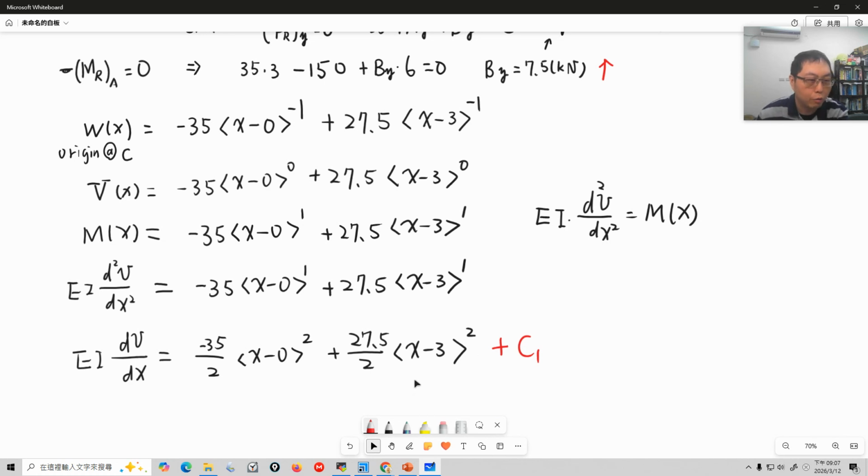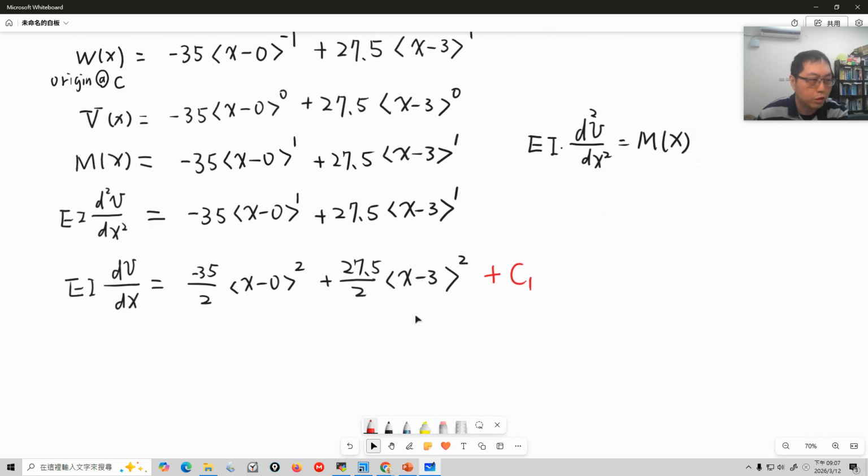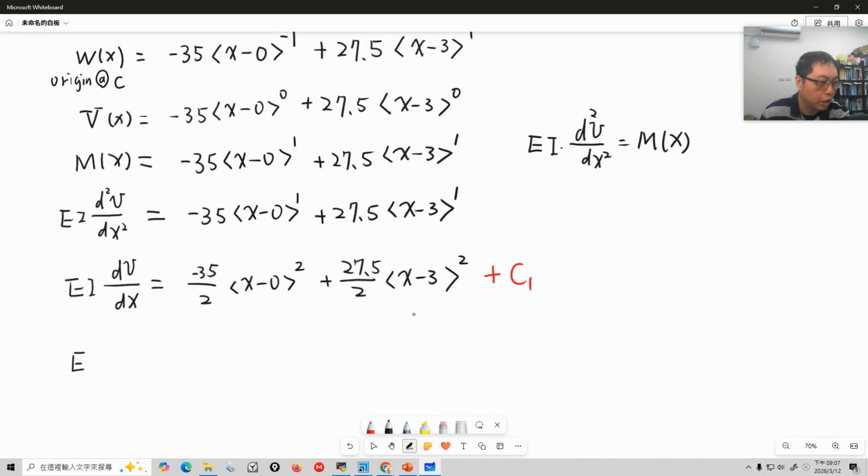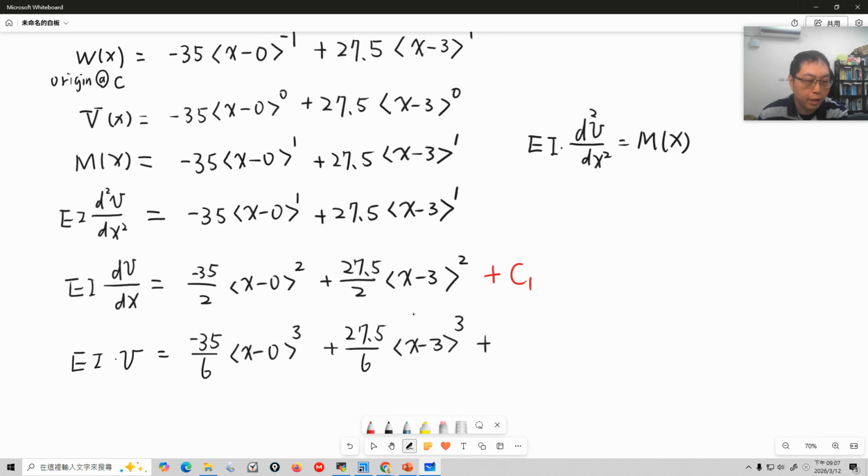And then we integrate one more time. So you will have EI times v equals minus 35/6<x - 0>^3 plus 27.5/6<x - 3>^3. And plus C1 here, whose integration becomes C1 x, and plus another undetermined constant C2. Then we have to solve for the undetermined constants C1 and C2.